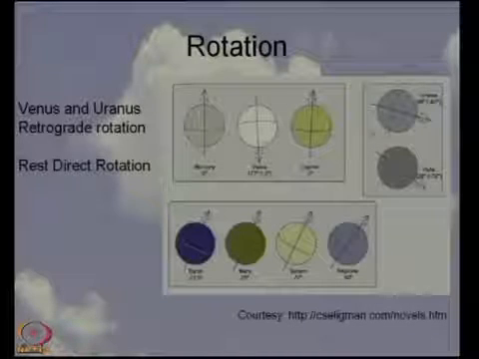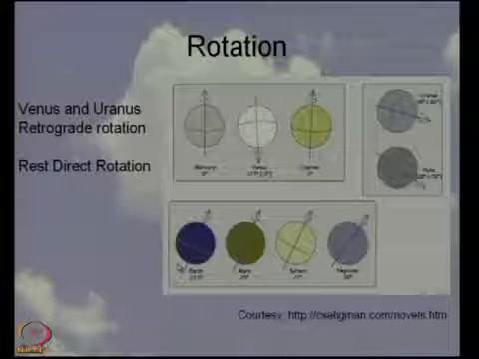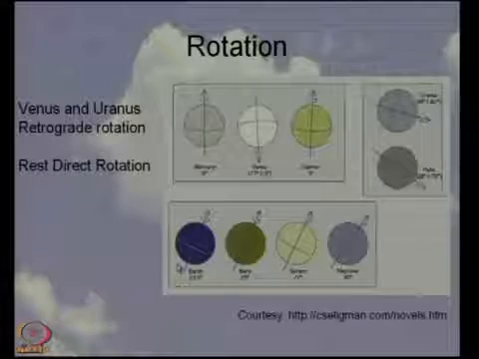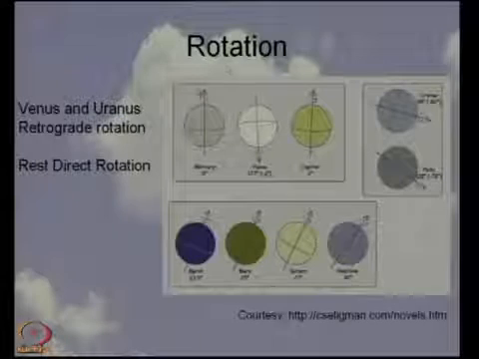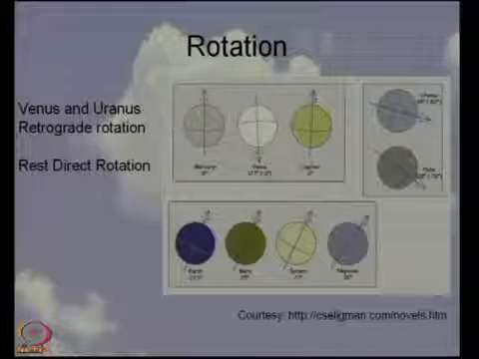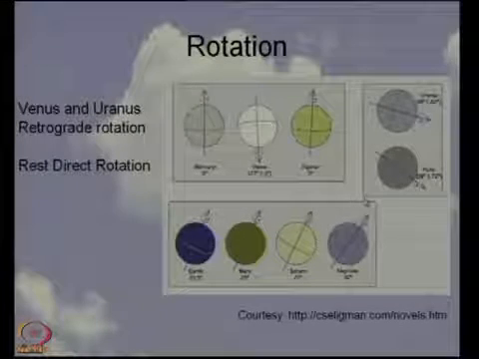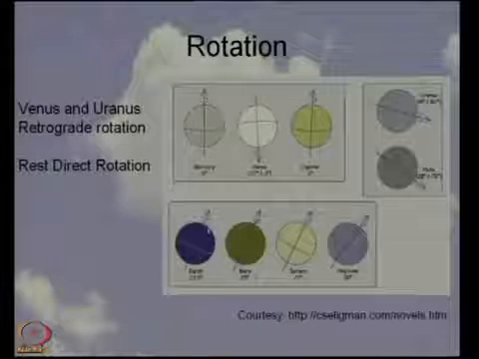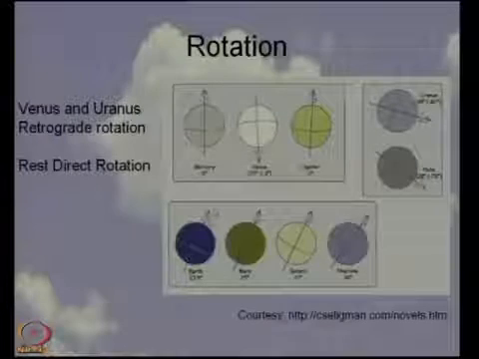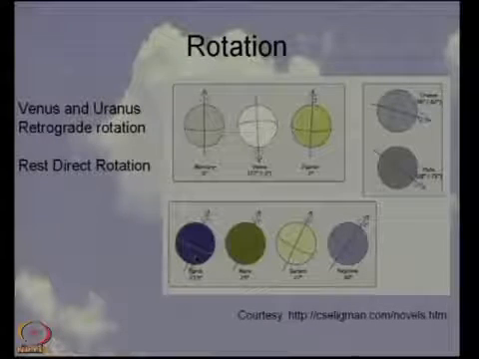how the planets rotate. The rotation axis of the Earth, we have seen, is slightly tilted with respect to the vertical of the solar system. You can see it here. So, it makes an angle of 23.5 degrees, Earth here, it makes an angle of 23.5 degrees.